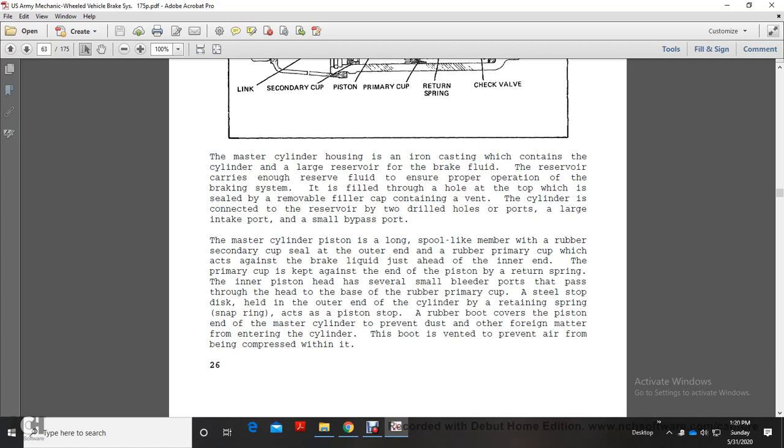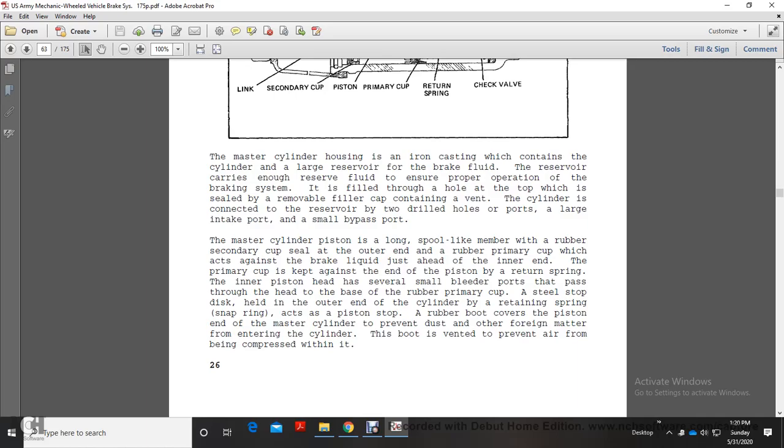The master cylinder piston is a long spool-like member with a rubber secondary cup seal at the outer end and a rubber primary cup at the inner end, which acts against the brake fluid just ahead of the inner end. The primary cup is kept against the end of the piston by the return spring. The inner piston has several smaller bleeding ports that pass through the edge of the base of the rubber primary cup.